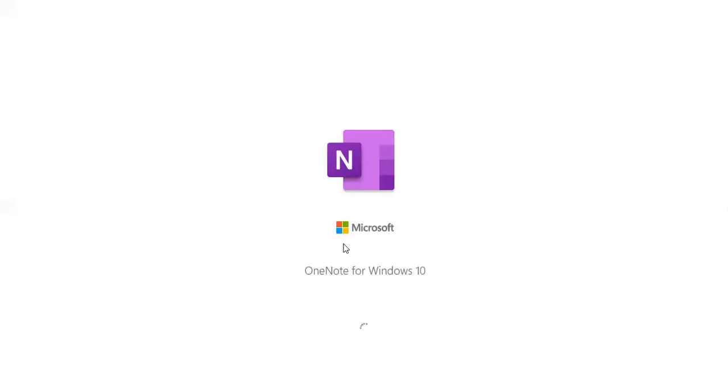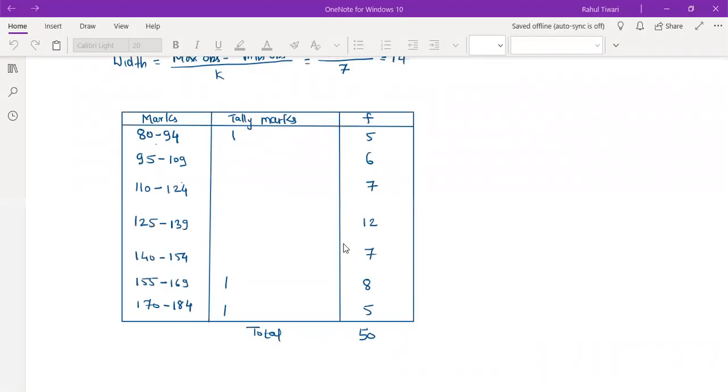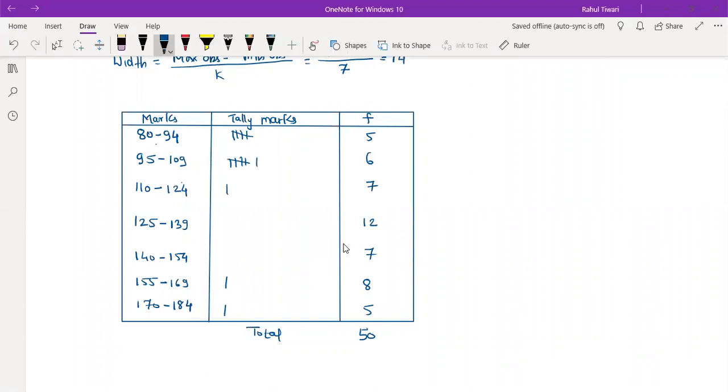I think it's hanged. Share again. So 1, 2, 3, 5, 1, 2, 3, 4, 6, 1, 2, 3, 4, 1, 2.